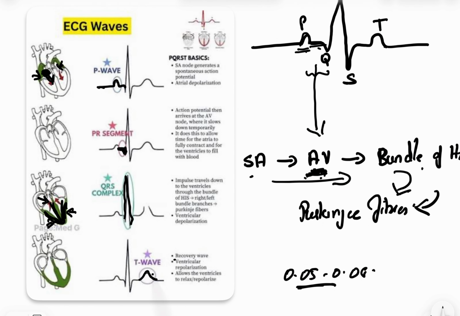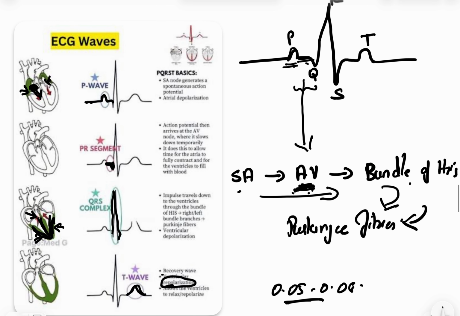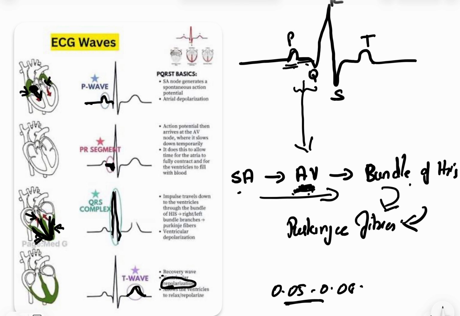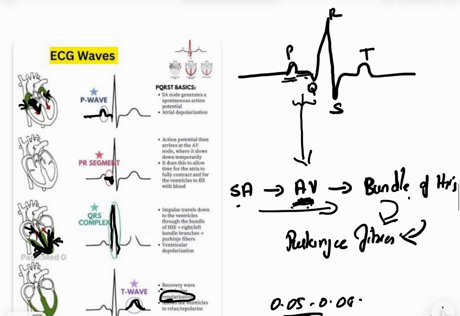And the T wave, the last wave here, is a recovery wave. T wave is the recovery wave where ventricular repolarization occurs. We already studied that the T wave is for ventricular repolarization, and it helps in the relaxation of the ventricles, and the heart will go back to the same condition it was in before the heartbeat.